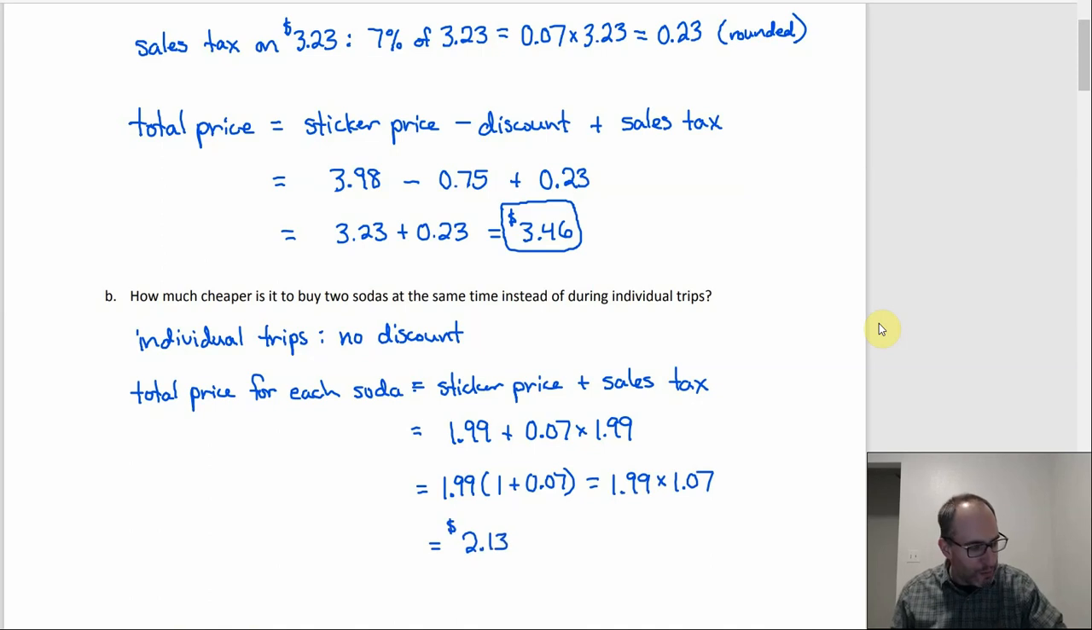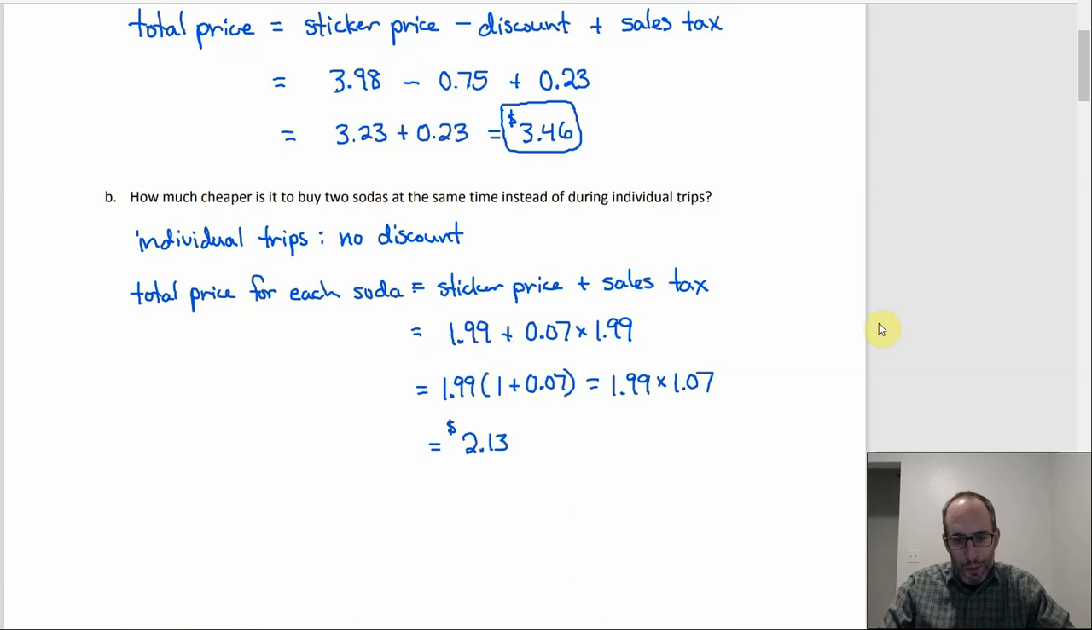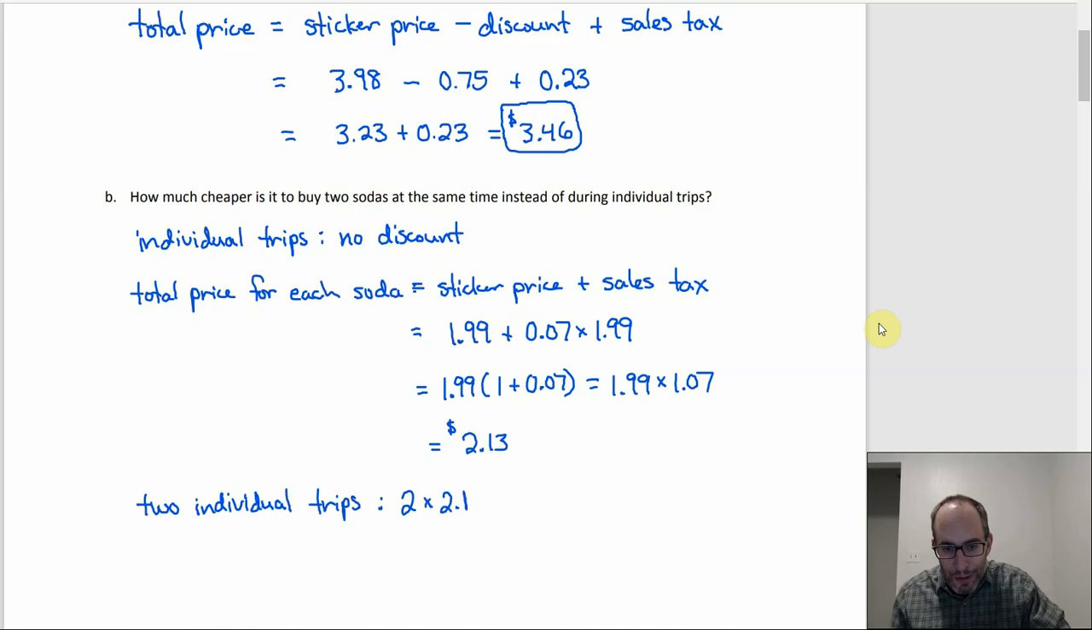All right. So then that means with two individual trips, you'd pay the $2.13 twice. Right? So with two individual trips, you're going to pay the $2.13 the first time and the $2.13 the second time. So you'd have 2 times $2.13, which is $4.26.